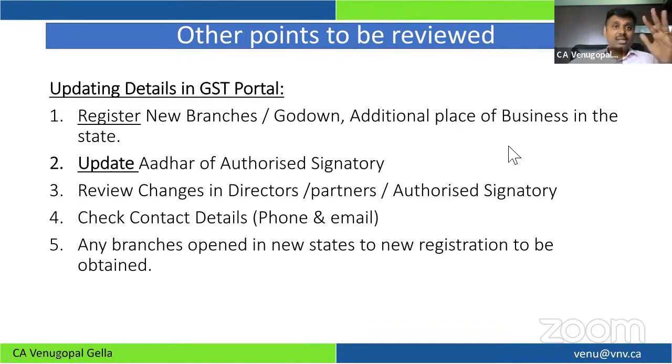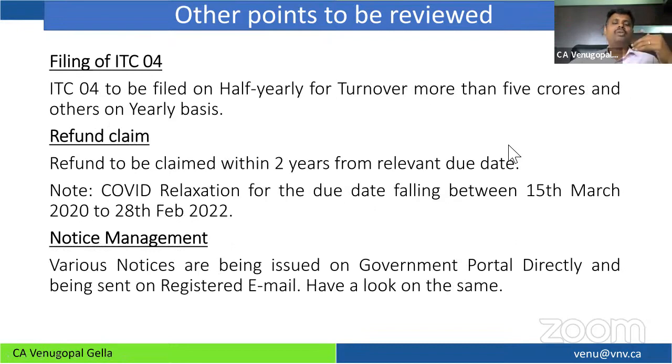Whenever goods have been sent to job work, you have to file ITC-04. Turnover more than 5 crores is half yearly. Turnover less than 5 crores is yearly. For refund, we also have a 2-year expiry. Make sure the refund is filed within the 2 years. Notices are issued. Serving of notice means that if the notice is shown in the government portal, the notice is deemed to be served. So you need a robust system to track the notices.